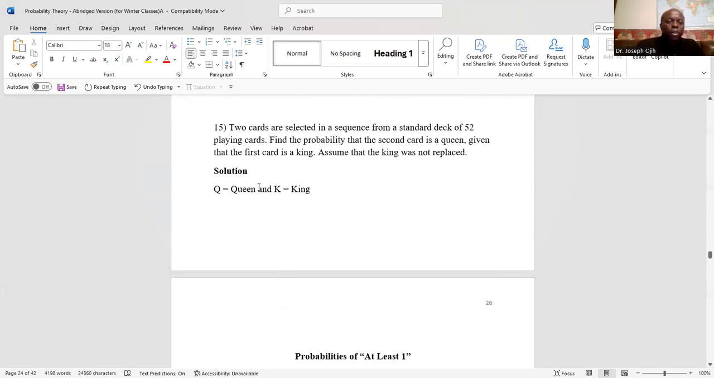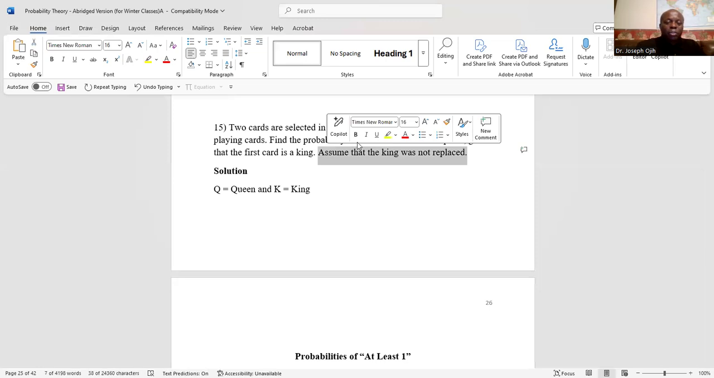It says two cards are selected in sequence from a standard deck of 52 cards. Find the probability that the second card will be a queen, given that the first card is a king. Assume that the king was not replaced. See, that makes it a condition. That's an important statement there.